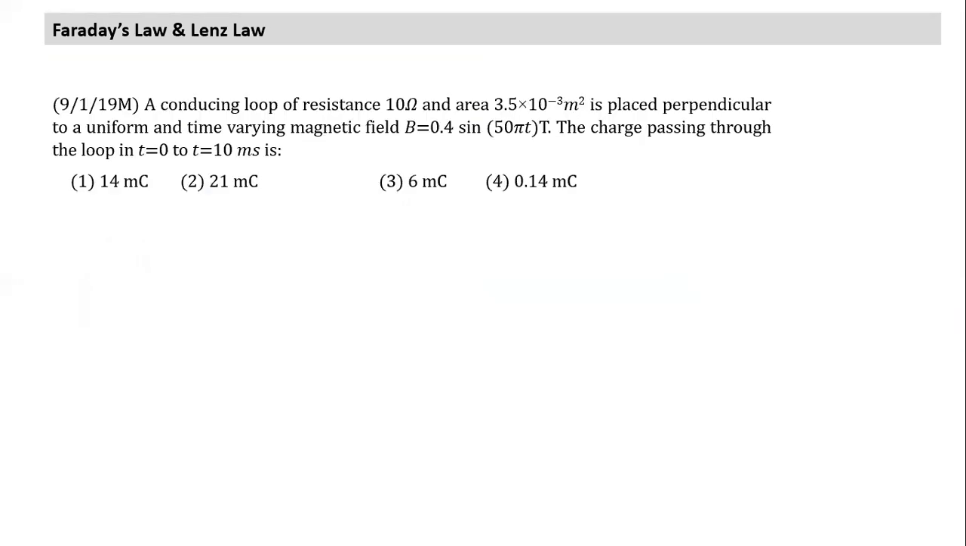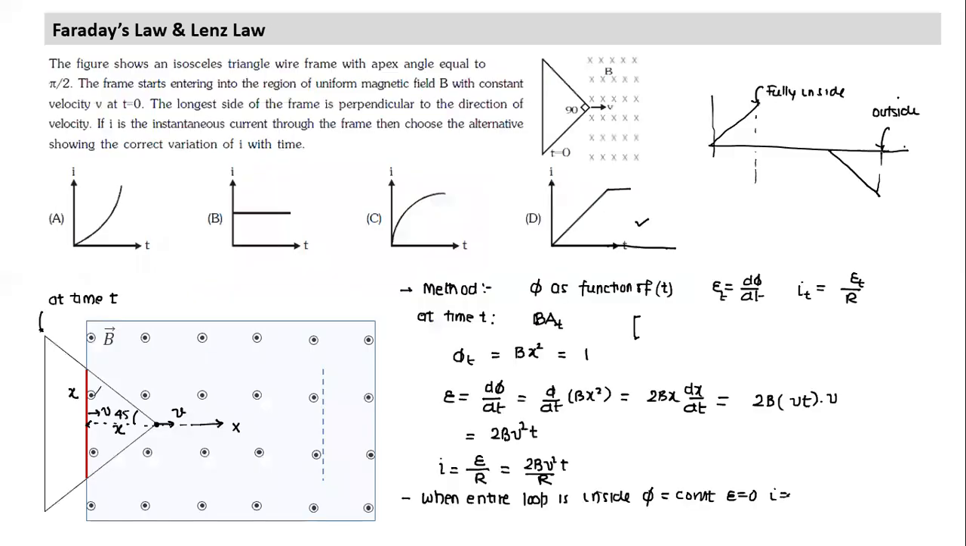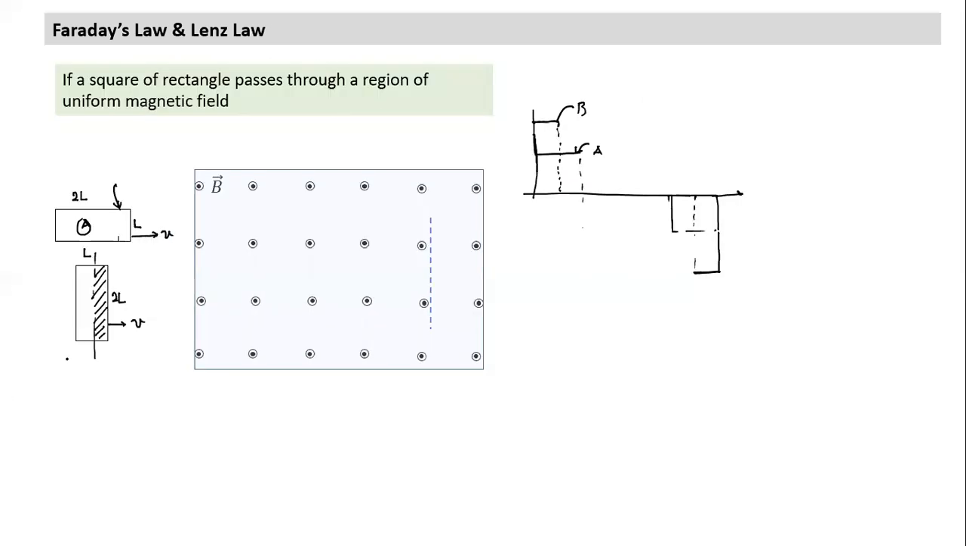Sir, in the previous question, I didn't understand how the current is more for loop B. This question you have not understood? This question or the previous one? You are talking about this question? This question only, sir. You calculate the EMF.